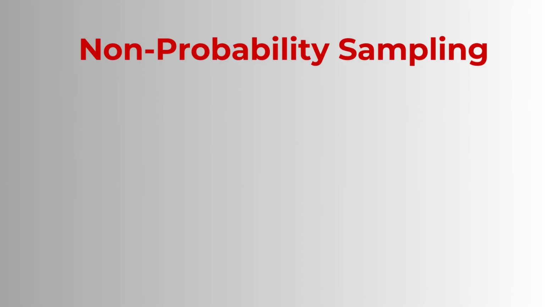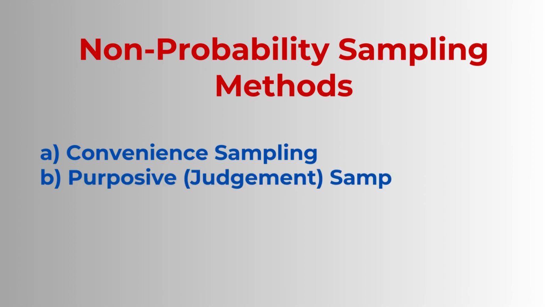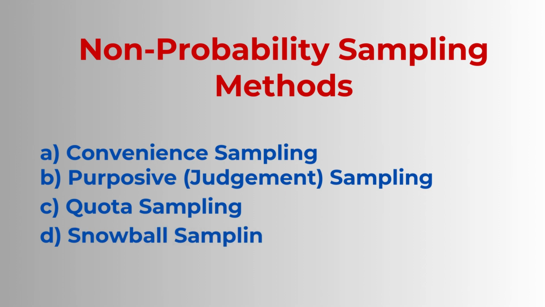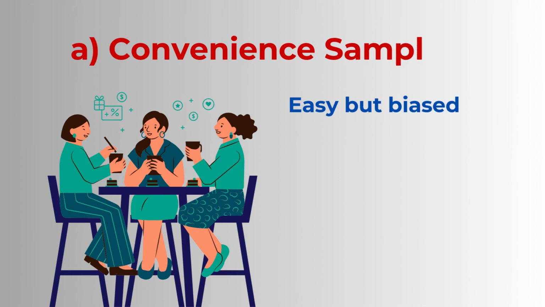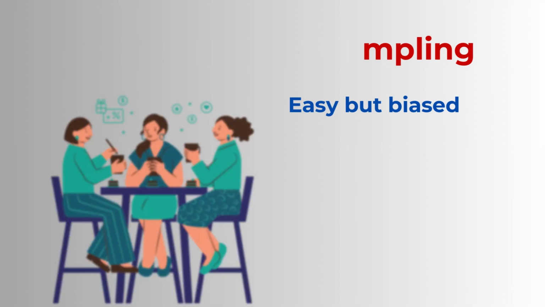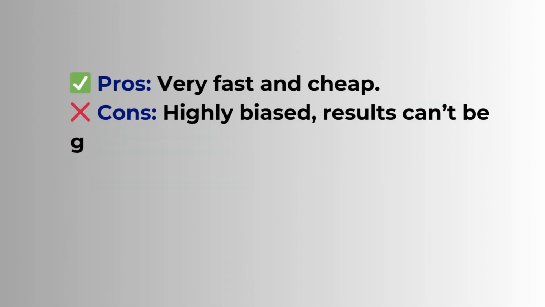Now, let's discuss non-probability sampling methods. There are four main non-probability sampling methods: convenience, purposive or judgment, quota, and snowball. Let's go through all of them one by one. Convenience sampling is the simplest method. You select whoever is easiest to reach. Example, students surveying friends in their class. Its pros, it is very fast and cheap. And cons, highly biased. Results can't be generalized.